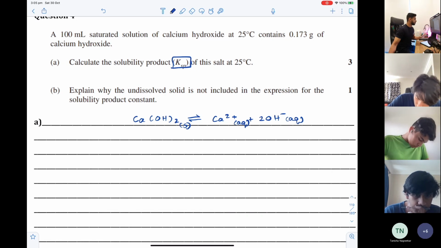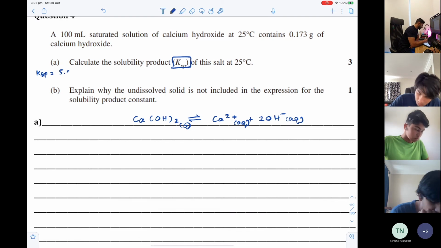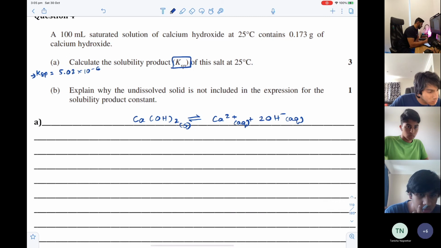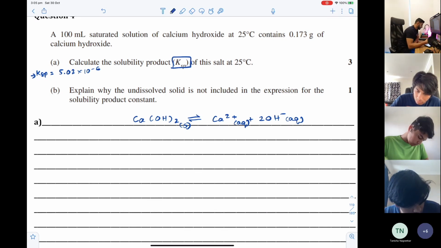Okay, so Mahe, do we have the KSP for the salt from our data sheet? Yeah, I think we do. 5.02 times 10 to the power minus 6. Okay, now we know we're not going to use this because the question is asking us to calculate it from this data, but I think we can just jot it down there as good practice for ourselves. So again, we're not going to use that value. All right, let's continue. What other data do we have?